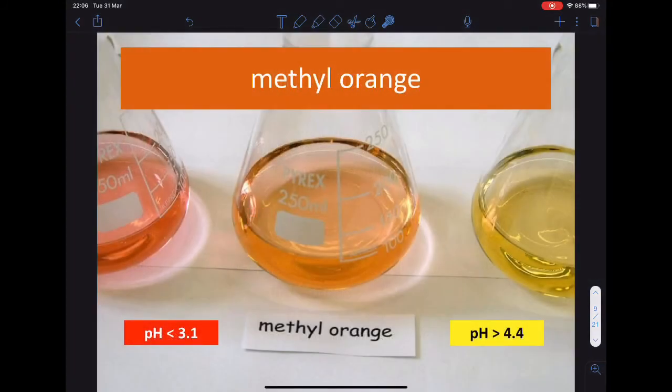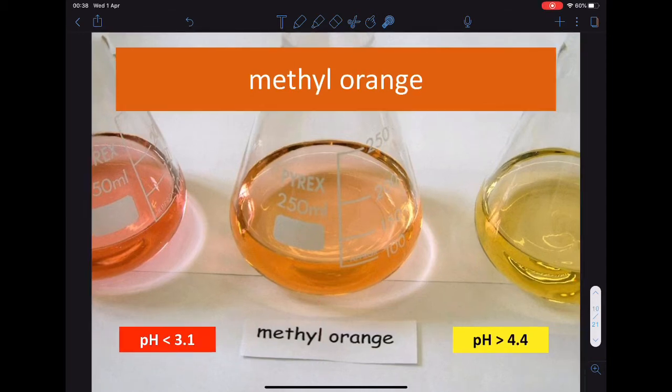The pH at which methyl orange indicator changes colour, or the end point, isn't at pH 7. It's somewhere between 3.1 and 4.4, so it's around 3.7. So you can't use this indicator for all titrations. And I'll show you this when we look at the pH curves.